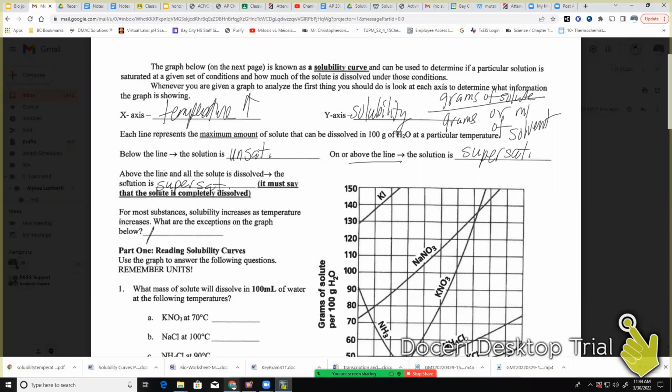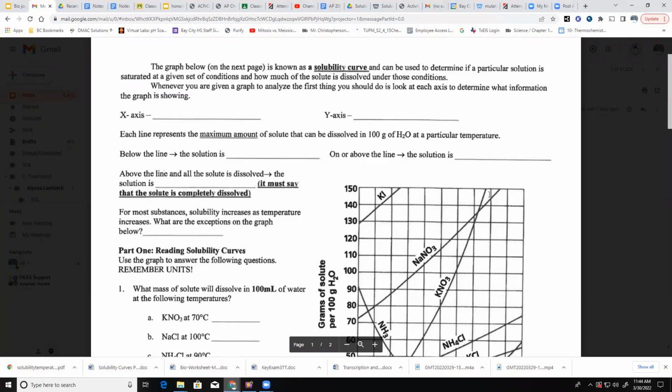NH3, right? Which is a gas at room temperature. And which other one? That's cerium sulfate. Those both have a negative slope. So you see that a lot of times with gas. Ammonia, like I said, is a gas at room temperature. Cerium sulfate is probably just an exception.